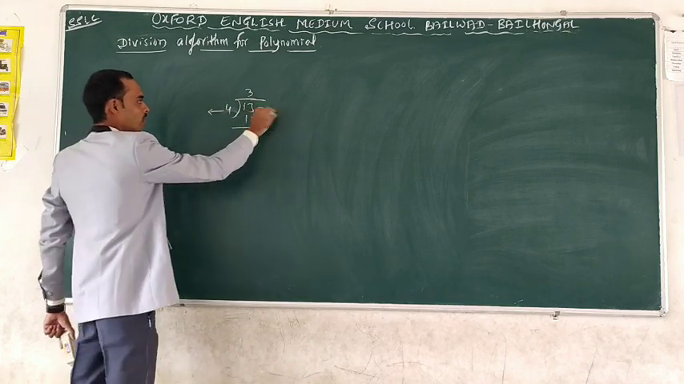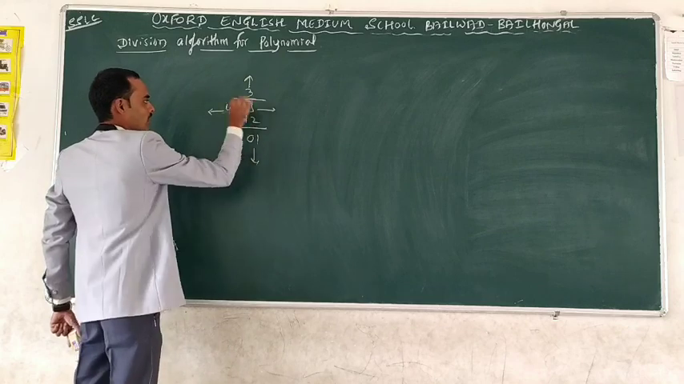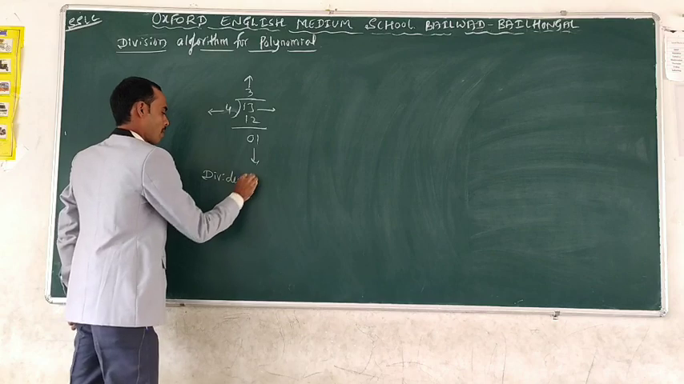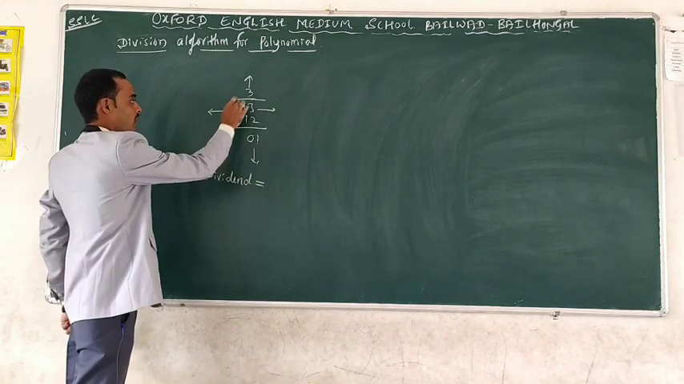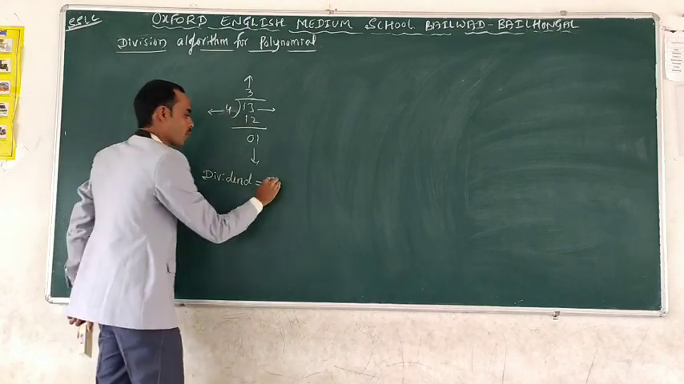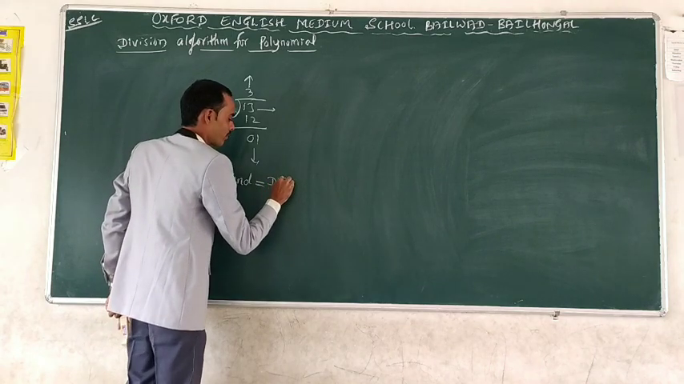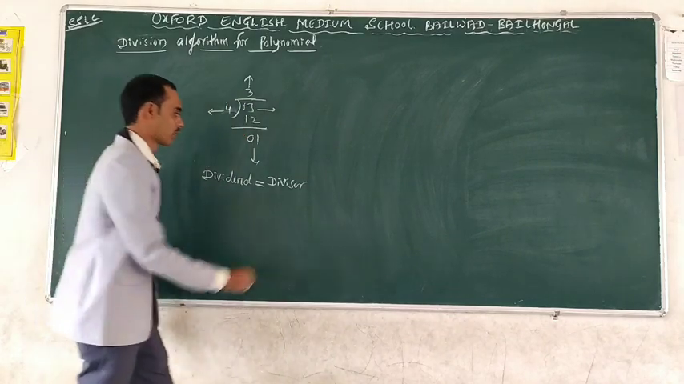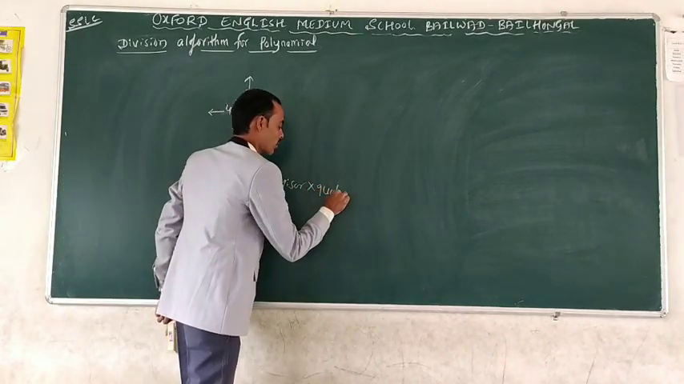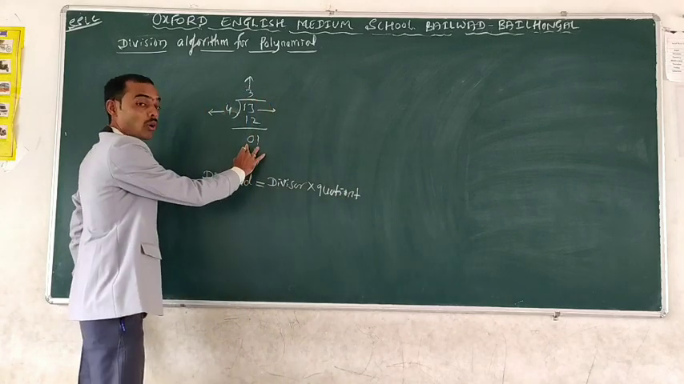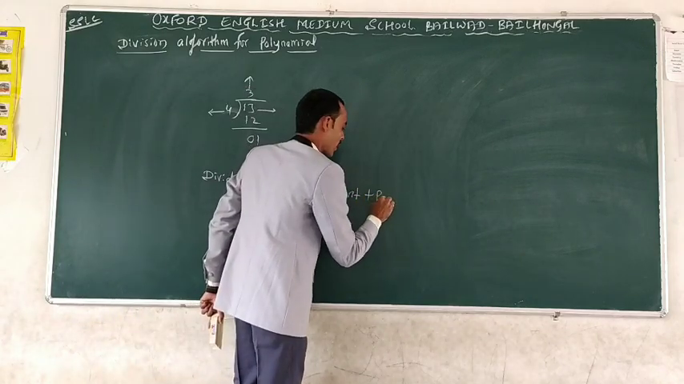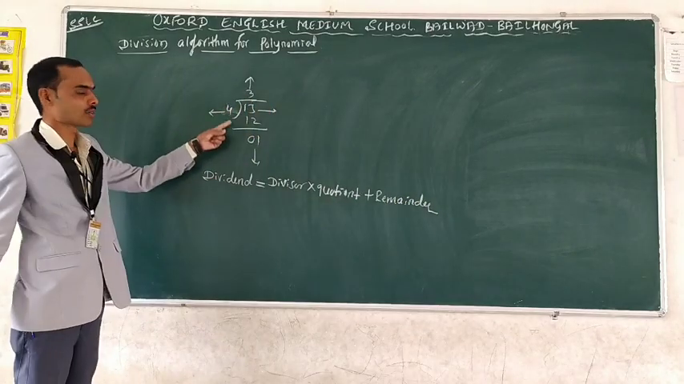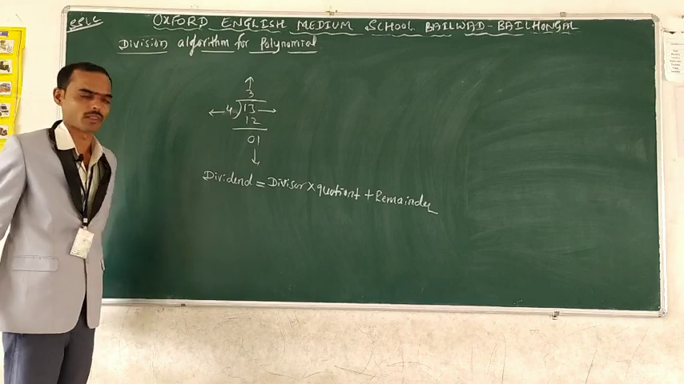So 13 is the dividend, 4 is the divisor, 3 is the quotient, and the remainder is 1. For these problems, we can take any problem on division.